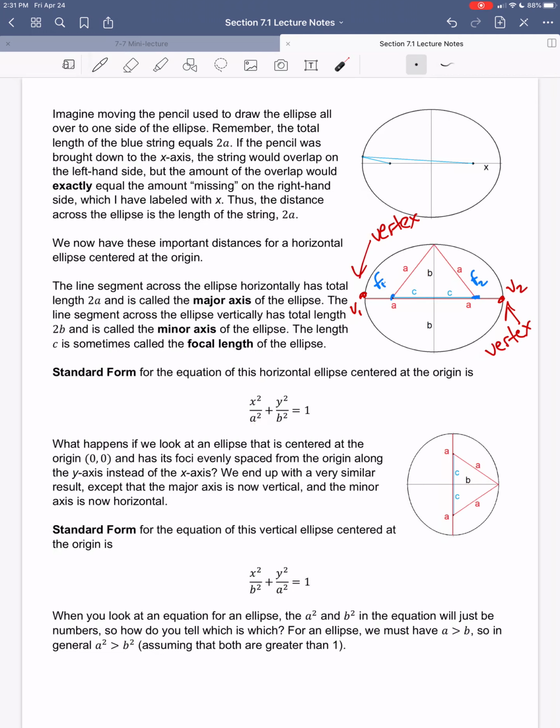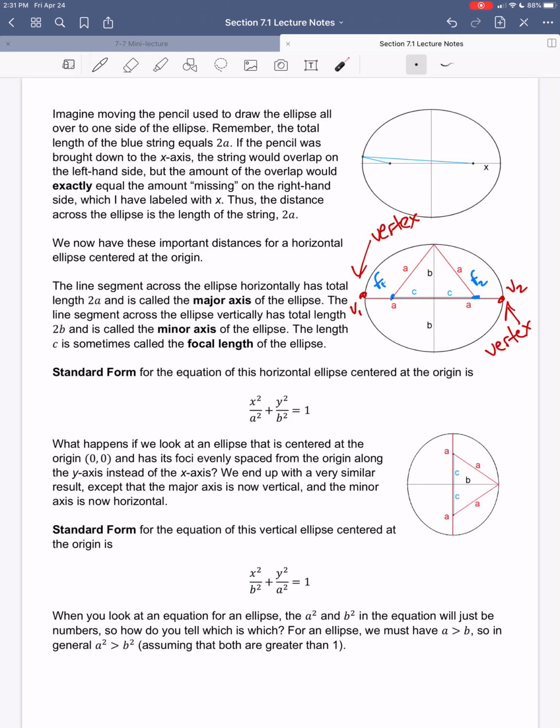Now, what if we said, okay, it's centered at the origin, but now I want the foci to be along the y-axis instead of the x-axis. Almost all the calculations work out the same way, except the a and the b switch. So the major axis is now vertical and the minor axis is horizontal. So I get x squared over b squared plus y squared over a squared equals 1. Otherwise it looks the same, just the a squared and the b squared have swapped there.